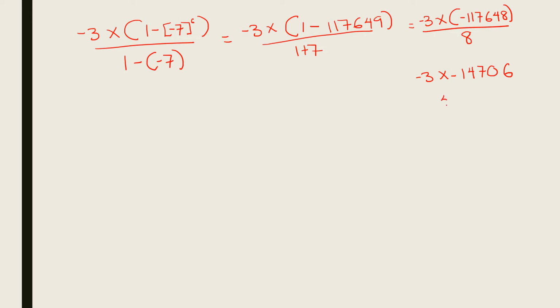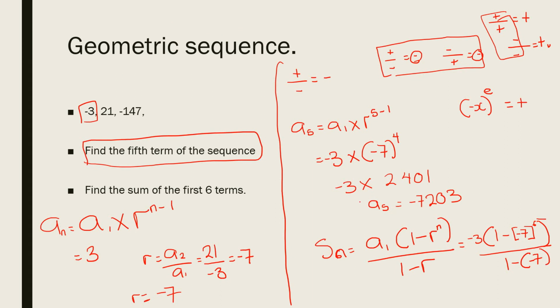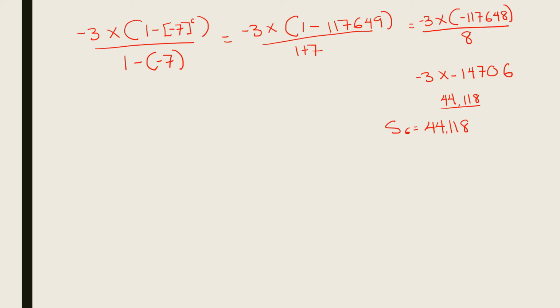So our answer will be 44,118. Okay, 44118. Just write it here, 44118, or 44,118. So the sum of the first 6 terms is this, and our fifth term is minus 7203. So if you have any questions regarding this topic, please let me know. So let's quickly move on to the next question.